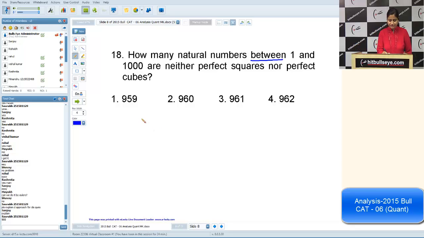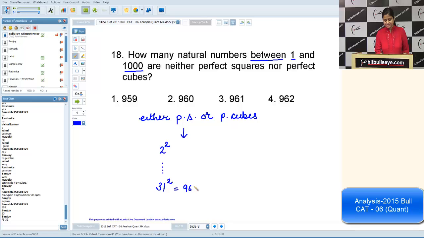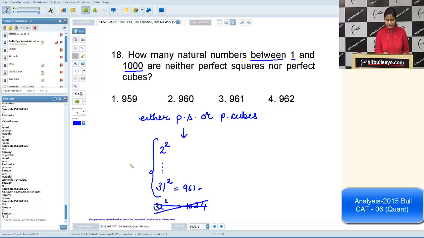Okay, first of all, we will count all those numbers which are either perfect squares or perfect cubes. Now see the range from 1 to 1000. Perfect squares: we can talk about 2 square. We can go up to 31 square because 31 square is 961 and 32 square will be 1024, which is beyond our range. So we will stop here only. So how many numbers which are perfect squares? They are 30.